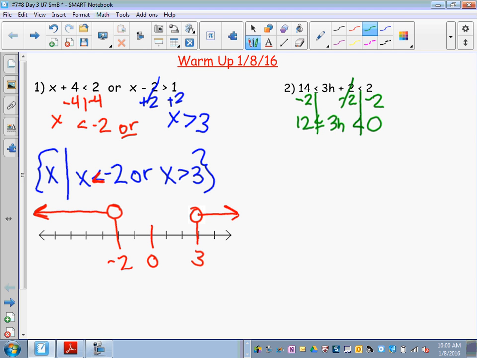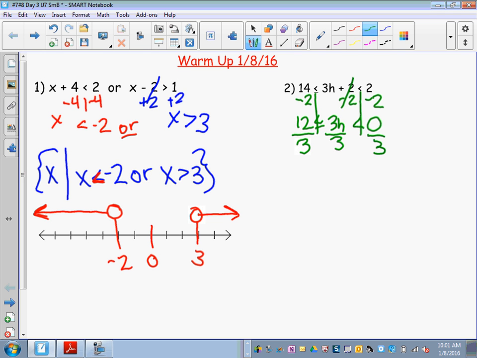Alright, Patrick, what's my next step? Good. We now divide by 3. Again, from all of our pieces. What if this 3 were a negative? What would I have to do? Switch what? Right. Very good, Alex. If we divide or multiply by a negative, we have to flip our signs.